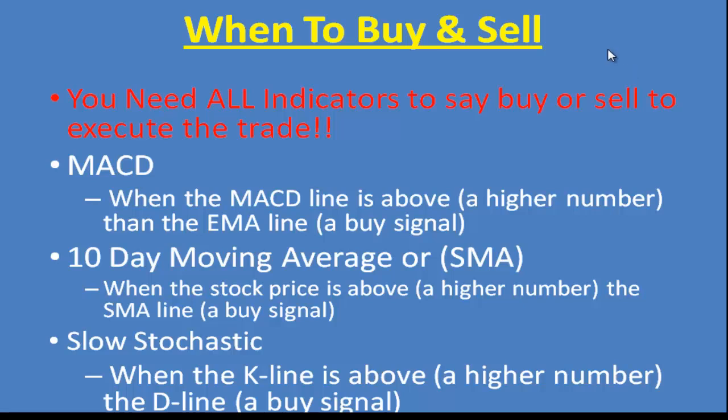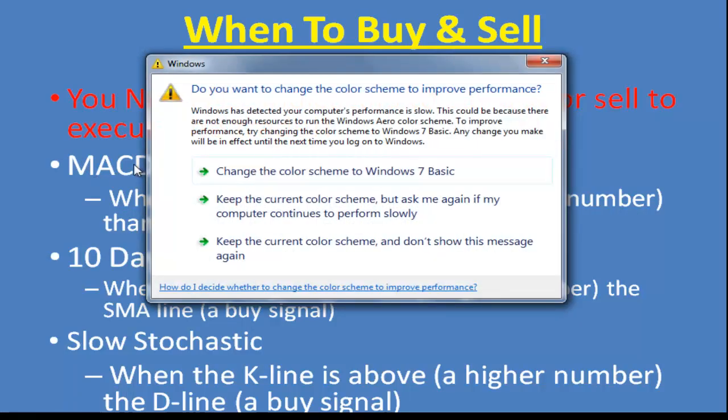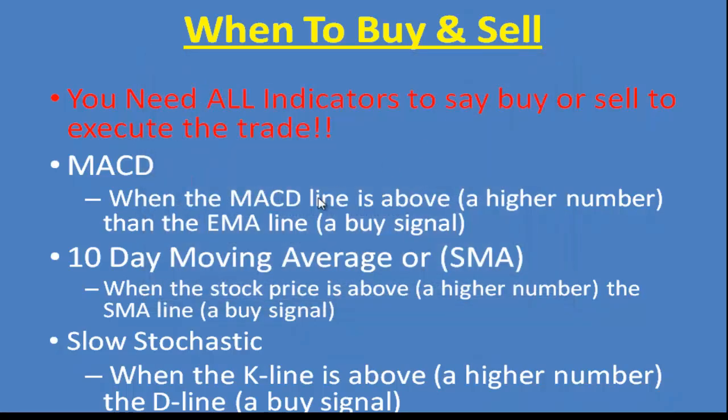So with the MACD here, I'm going to tell you what is a buy signal, and if it's not this, then it means it's a sell signal. When the MACD line is above, or is of a higher number than, what is called the EMA line, it's a buy signal. This will make more sense once I show it to you on the chart.